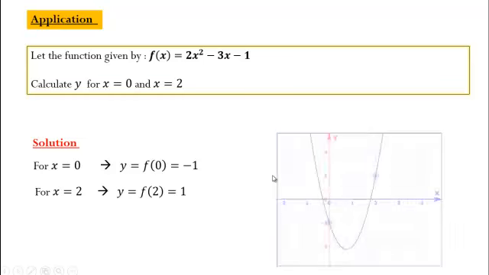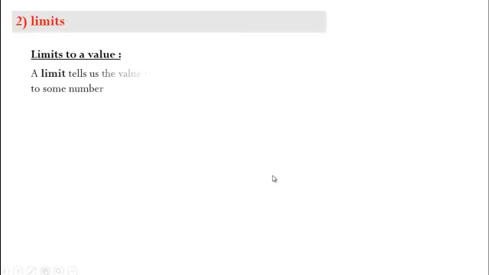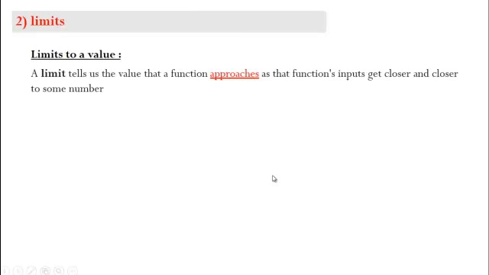Now if we look at the graph, this is the curve, this is the function f(x). This means that these 2 points having coordinates (0, -1) and (2, 1) are 2 points belonging to this curve. Now what will happen if, for example, instead of saying for x equals 0, we say limit when x tends to 0? What do we mean by limits? When we say limit, this means we are approaching the value. So a limit tells us the value that the function approaches.